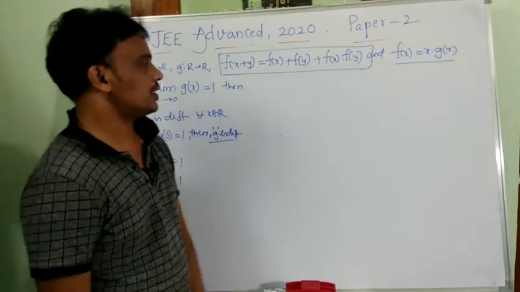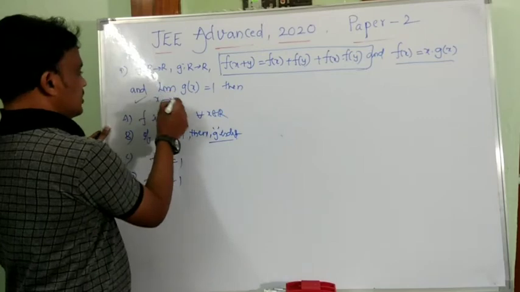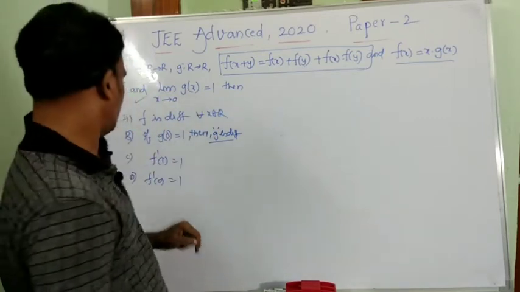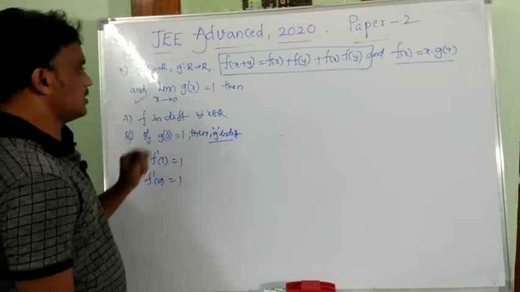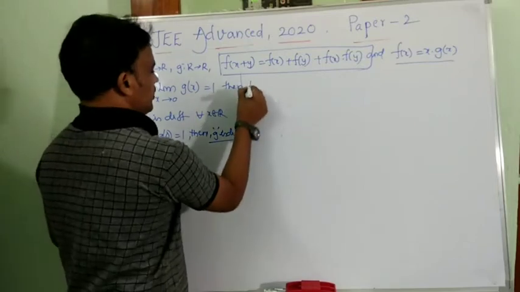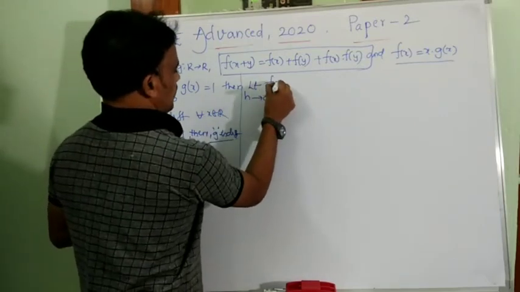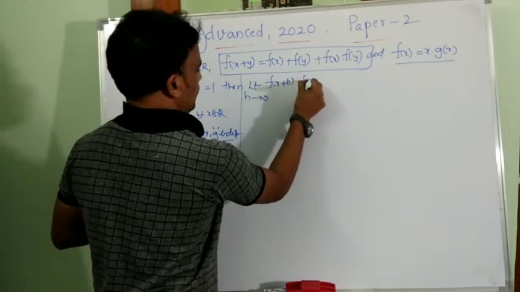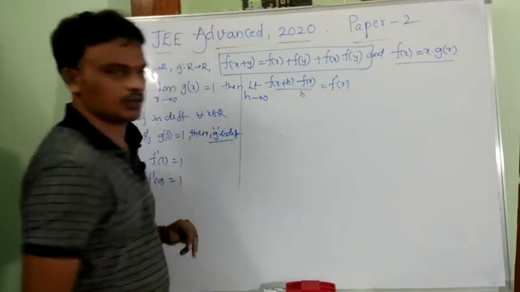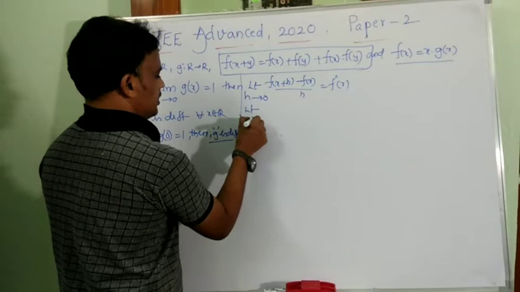And they have given one more condition, f of x equals x into g of x, and limit x tends to 0, g of x is equal to 1. Then which of the following is true? Yes, f is differentiable like this. Please take the first principle of the derivative: limit h tends to 0, f of x plus h minus f of x by h is nothing but f dash of x.